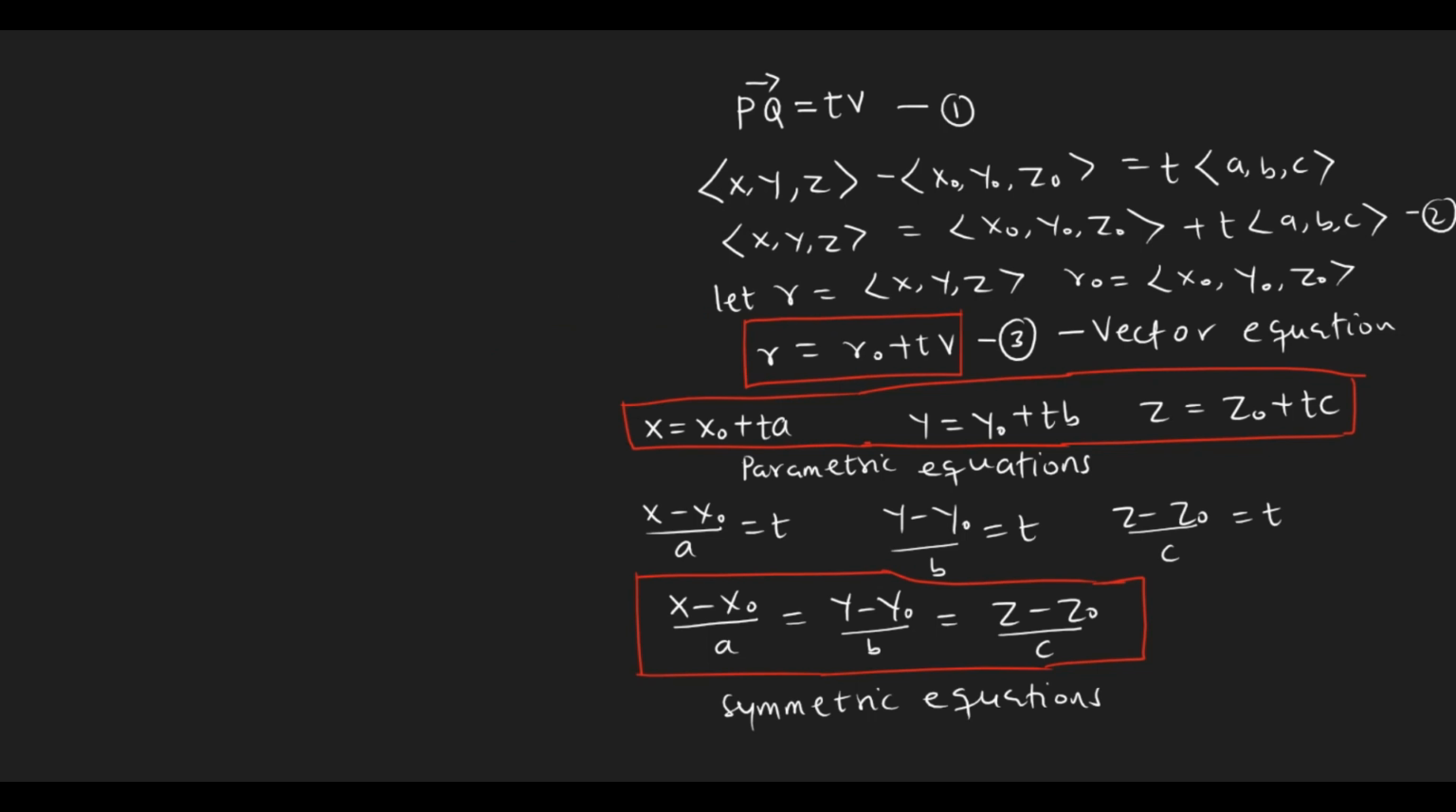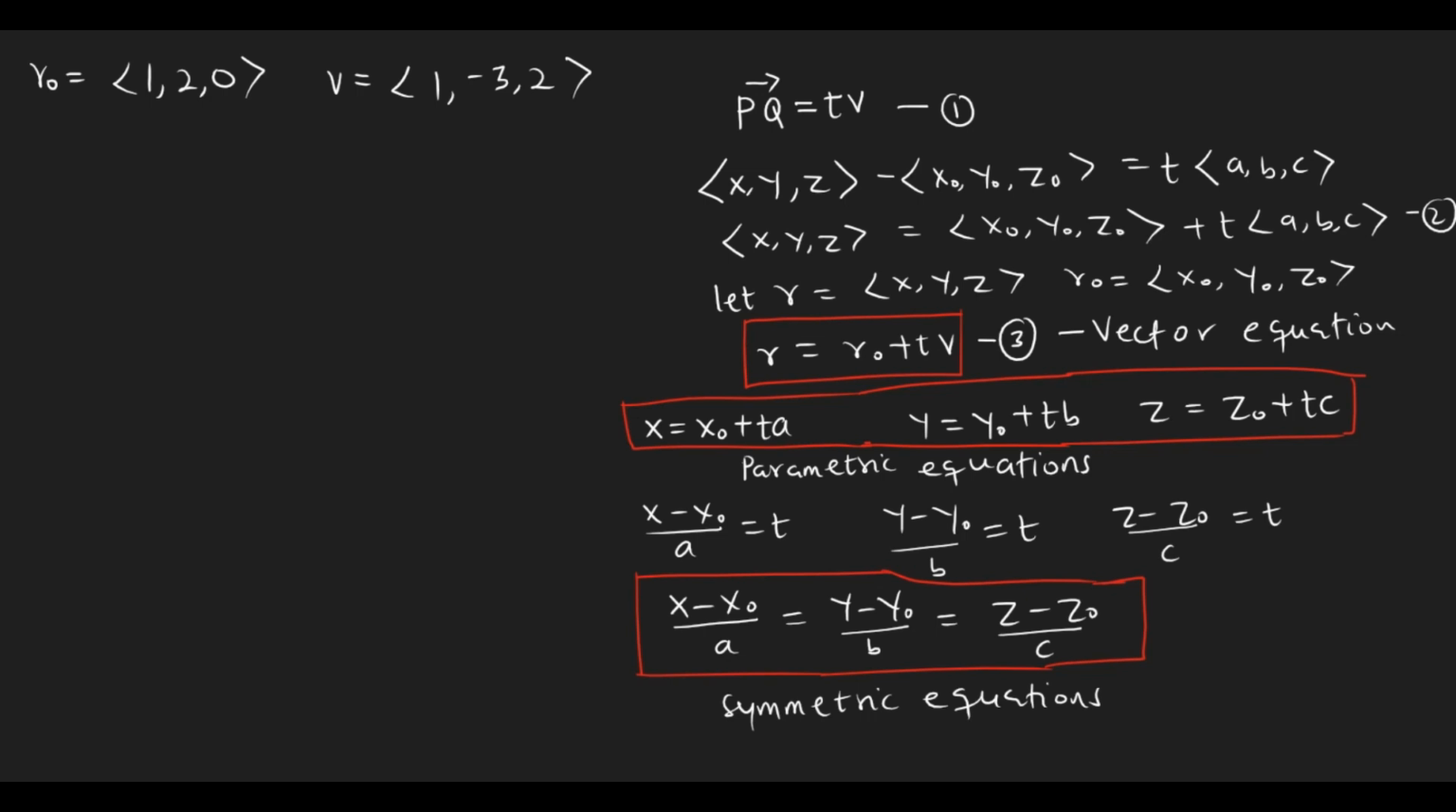Okay, so given that R naught equals (1, 2, 0), and V is given to be (1, -3, 2), I am asked to find the vector equation using these two vectors. How is it going to be?